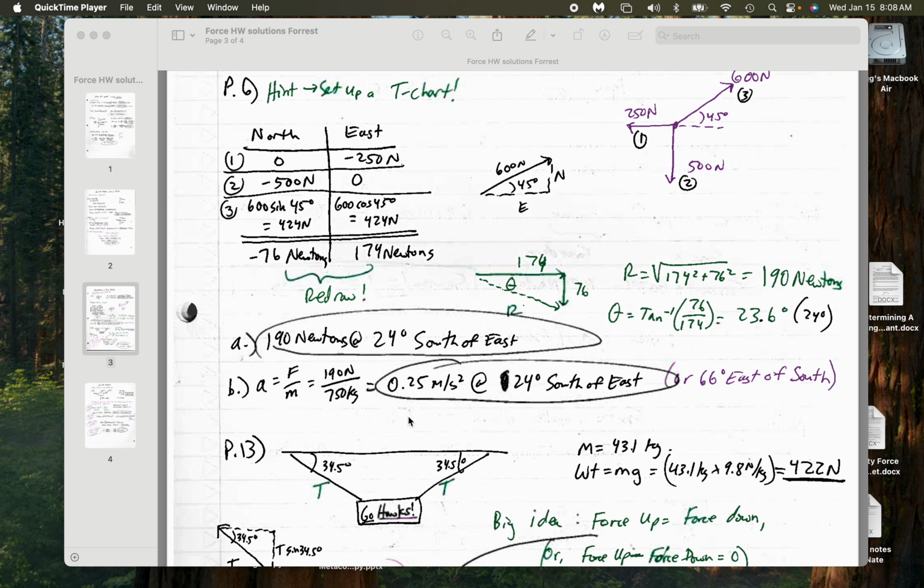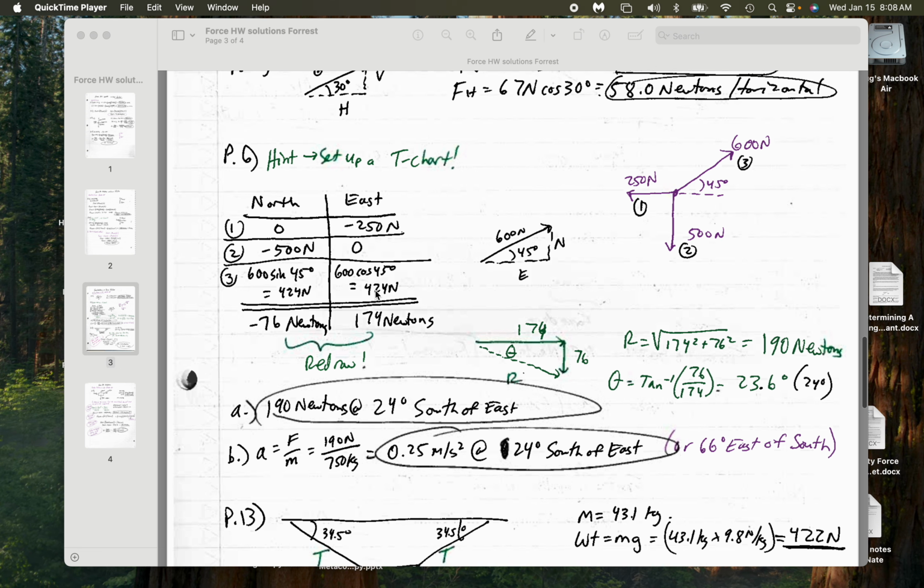And then for part B, I ended up getting the acceleration based on force over mass. The mass was given to you in part B. So same angle, just the net force divided by the mass. So really this was more of a vector problem than a force problem.